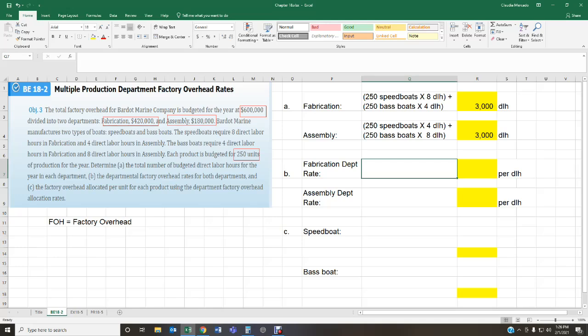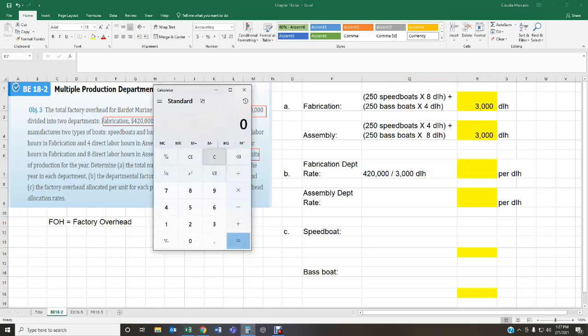To obtain the departmental factory overhead rates, we're going to get the amount of the factory overhead that is allocated to each of the departments. For fabrication, we've got 420,000. I'm going to divide it by my total number of hours in the fabrication department, which is 3,000 hours. And let's see what that gives us. 420 divided by 3,000 hours gives me $140 per direct labor hour.